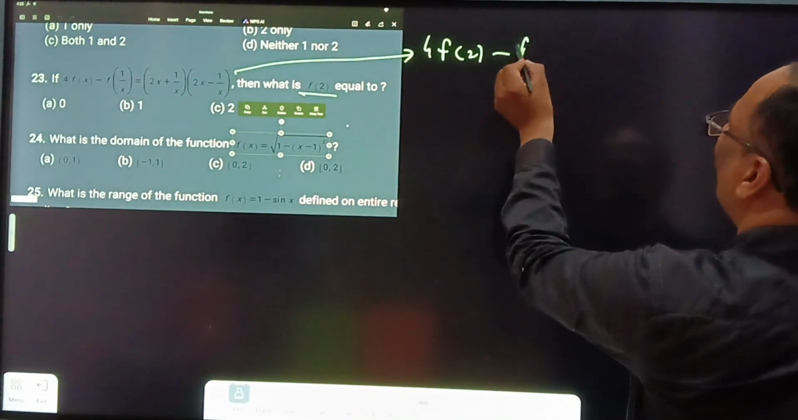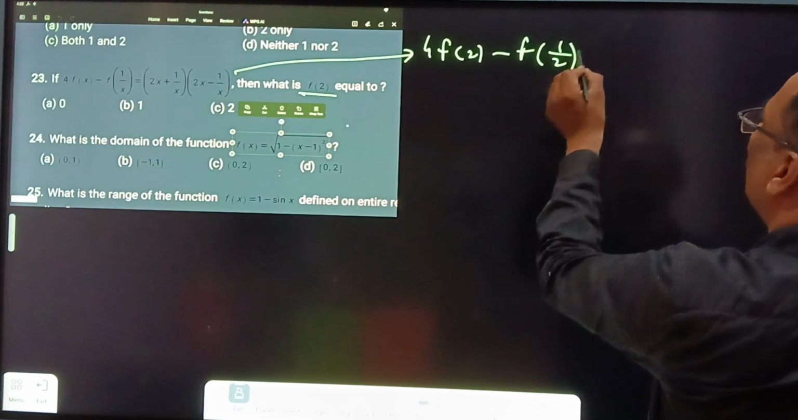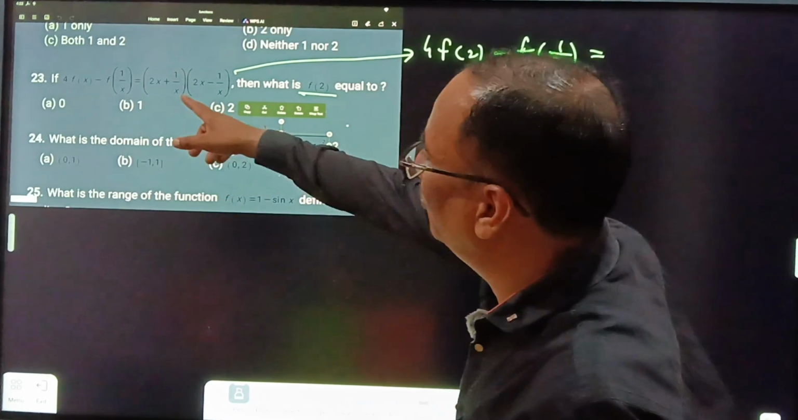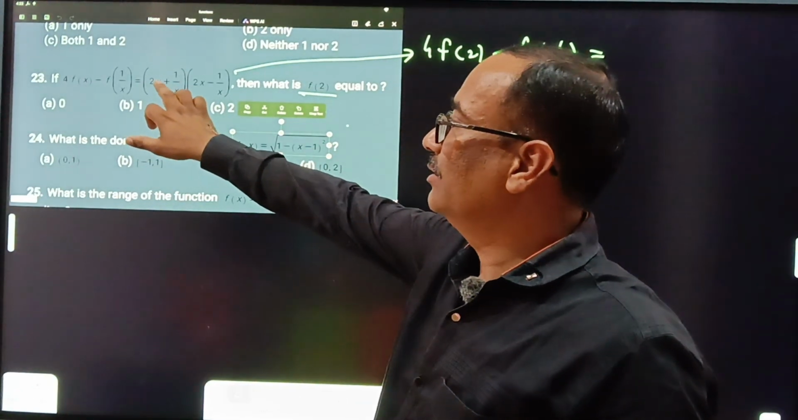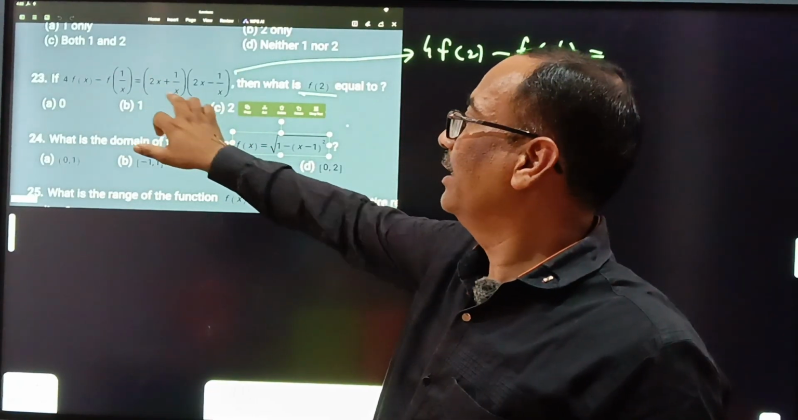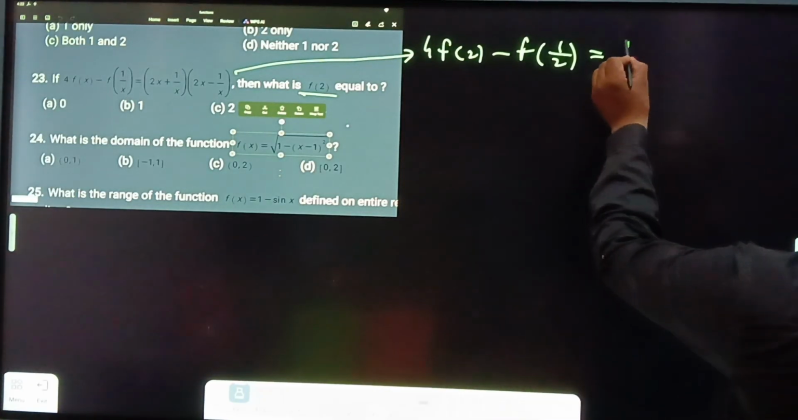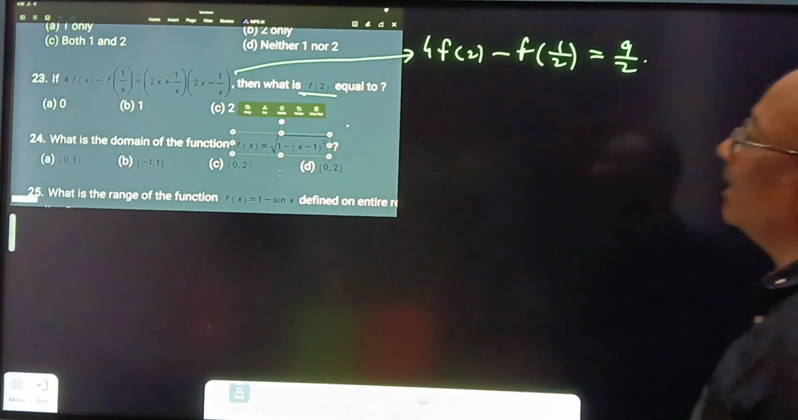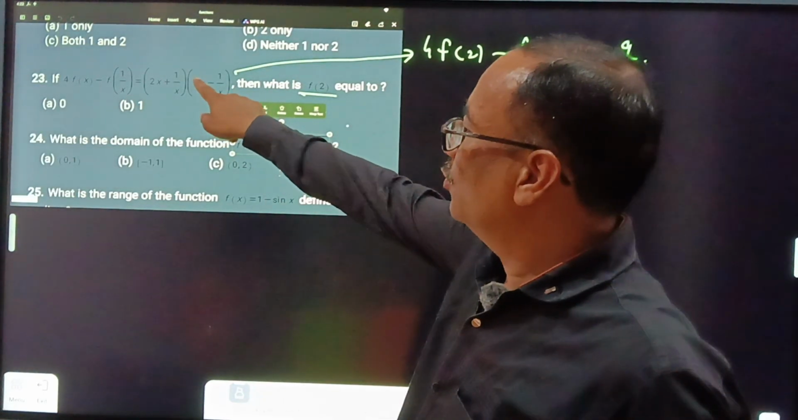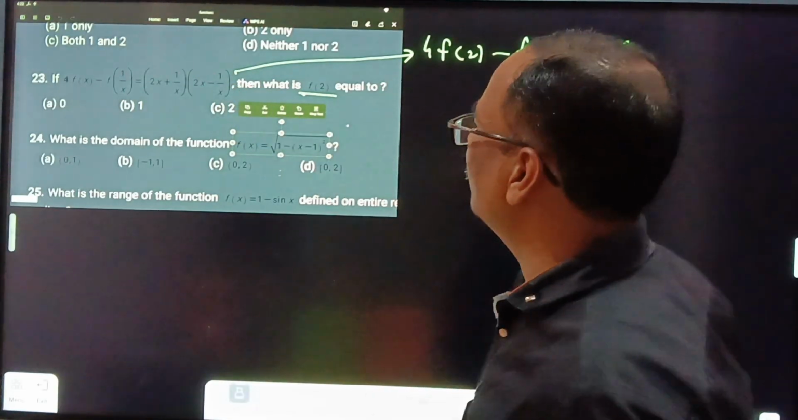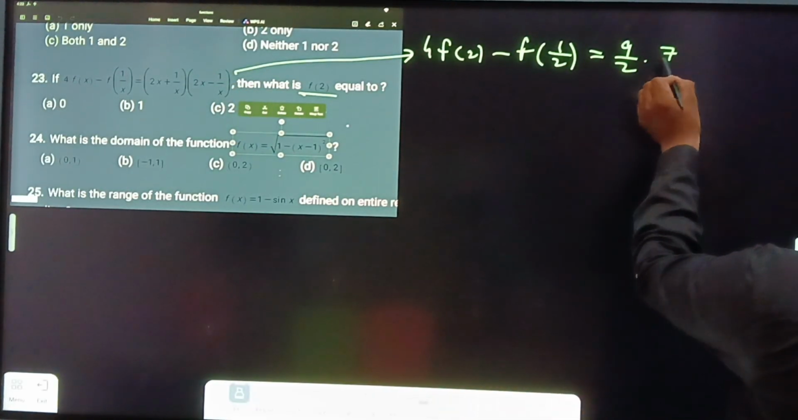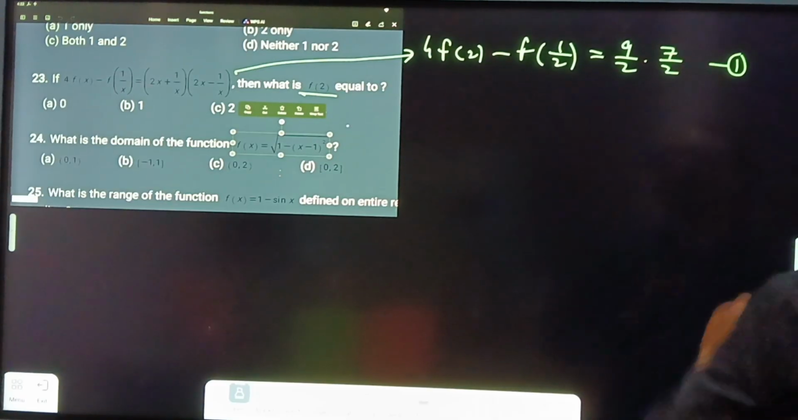minus f of 1 by 2 is equal to, when we put x is equal to 2 here, 2 twos are 4, taking LCM, 4 twos are 8 plus 1, that is 9 by 2, into 2 twos are 4, 4 twos are 8 minus 1, that is 7 by 2. This is our first equation.